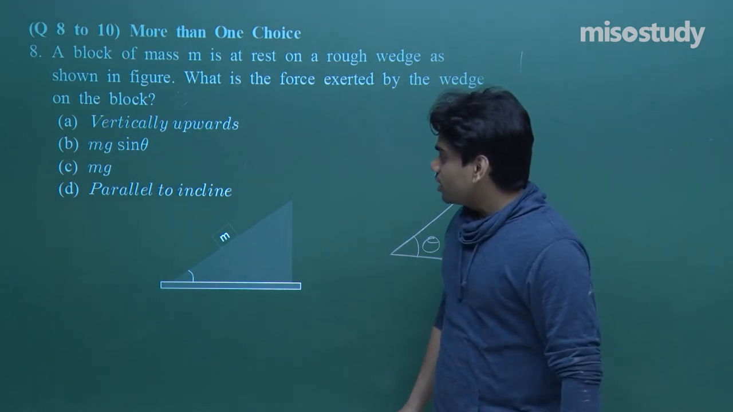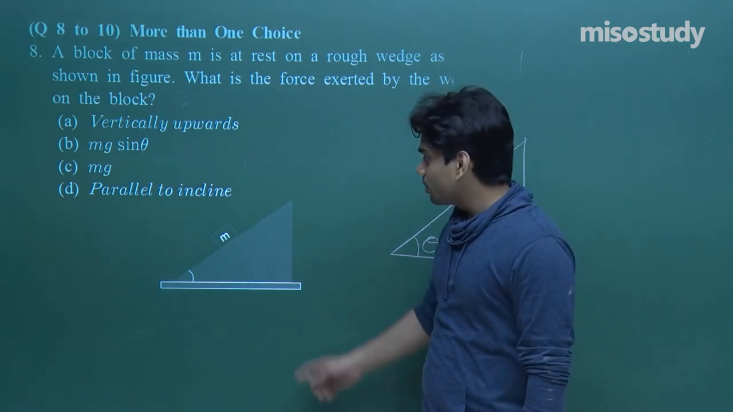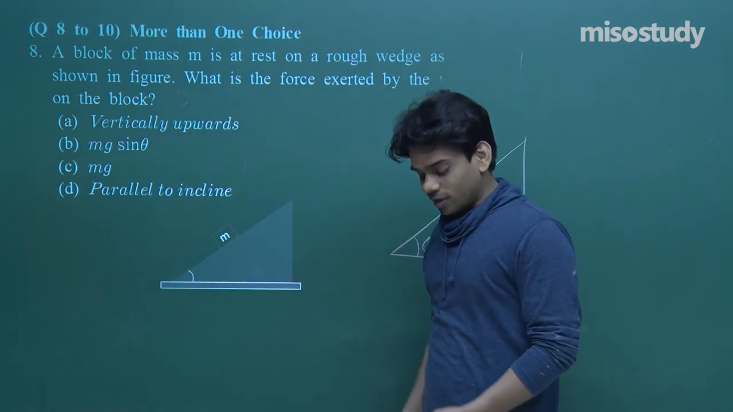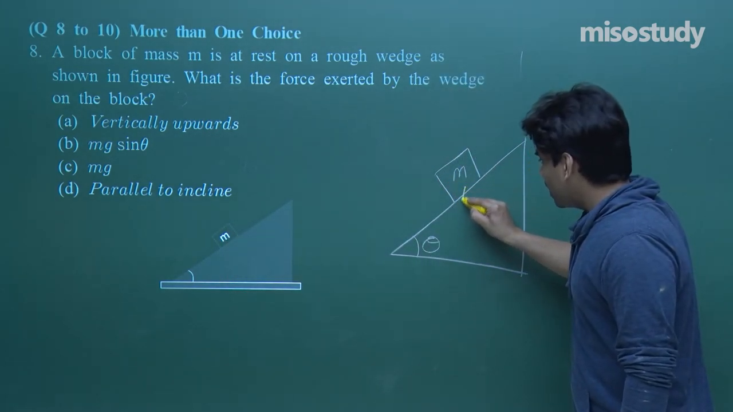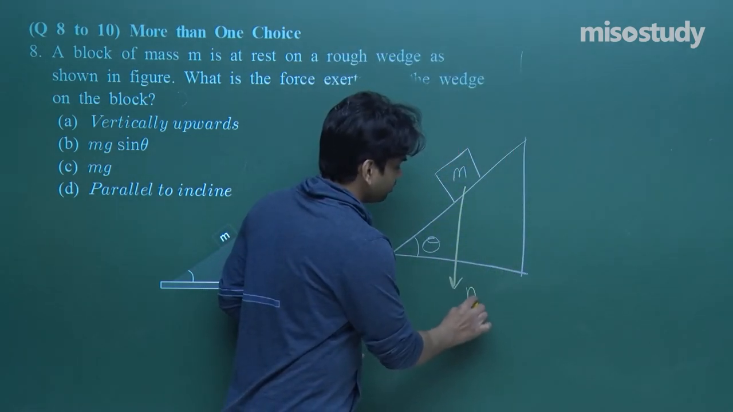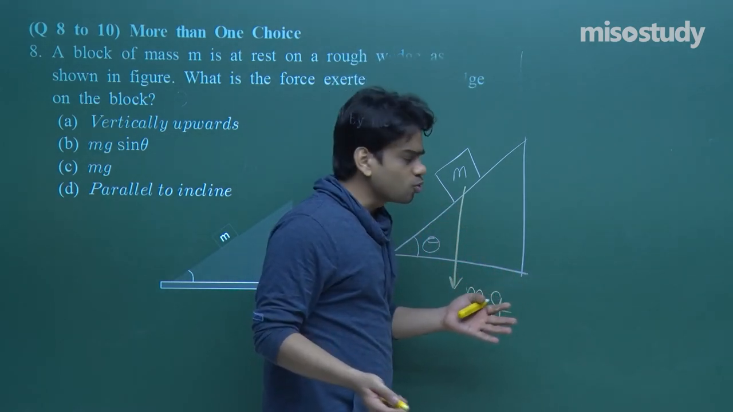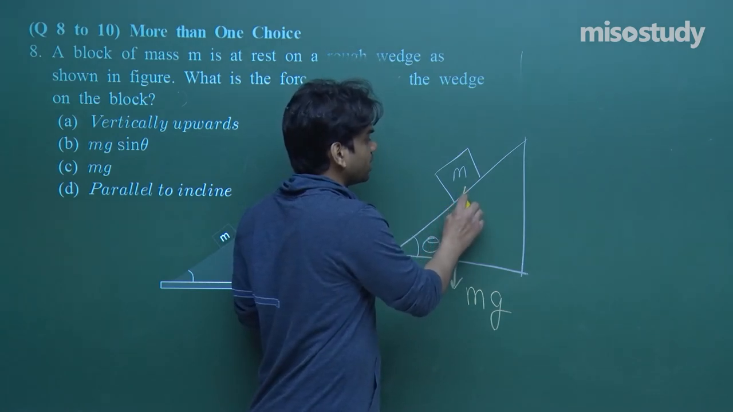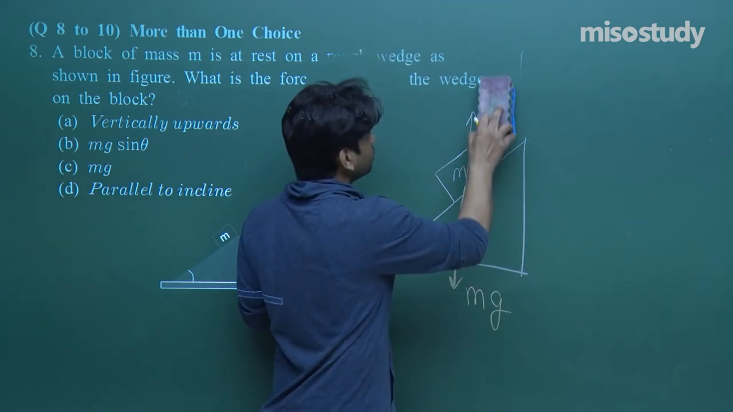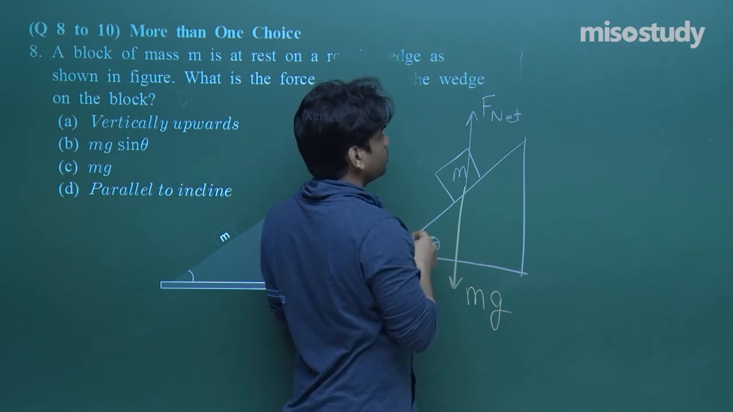See, first of all, the block is in equilibrium. This block, its weight will be acting vertically downward. So what I'm going to show you, the weight is acting along the vertical downward direction. So let me show you here that mg is acting along the downward direction. It's in equilibrium. Quite simple for us to make out that the surface will be exerting net force. I'm writing net force. That will be equal to mg.